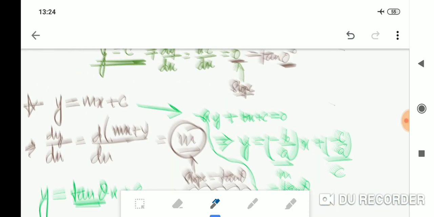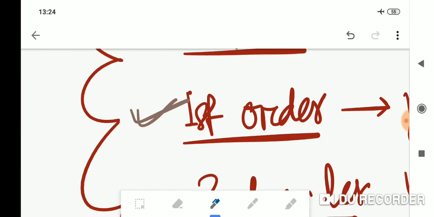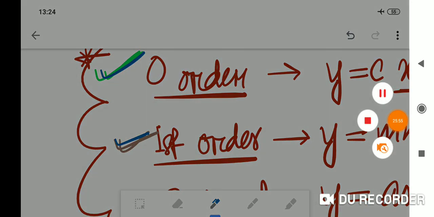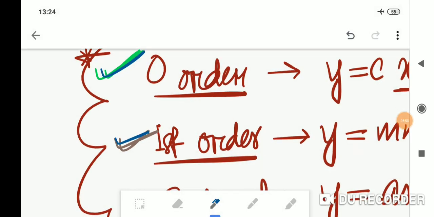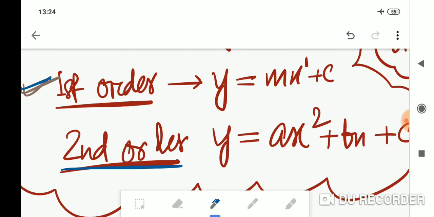So we have proved everything about the first order equations. Our basic things of first order and zero order equations are completed. We will be discussing the second order equations of x in another topic.